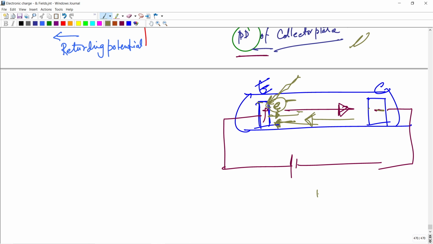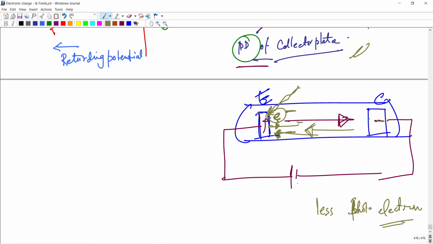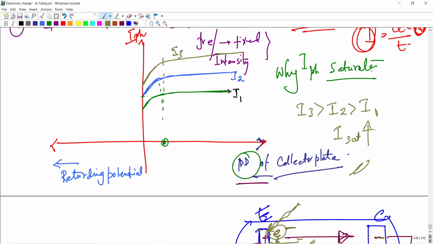So there are fewer photoelectrons, and with fewer photoelectrons we get a minimum value of current. If the polarity is reversed, the photocurrent obviously decreases, and at some point it decreases to 0. At that point we get a current value of 0, the photocurrent is 0.